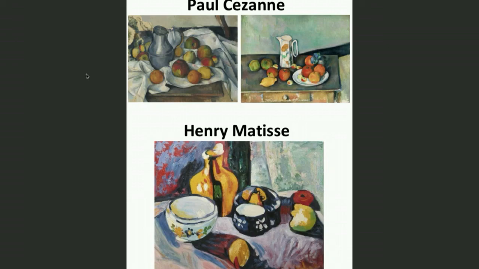I see fruit across the whole board. Henri Matisse and both of Paul Cézanne's work have fruit in them. I wonder why. What are some differences you're noticing between their work? Is there anything that you're noticing that's different between their work?